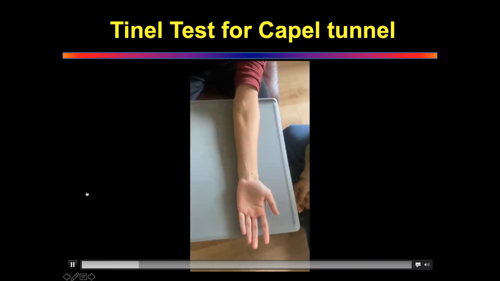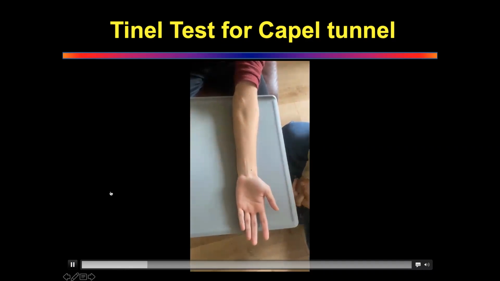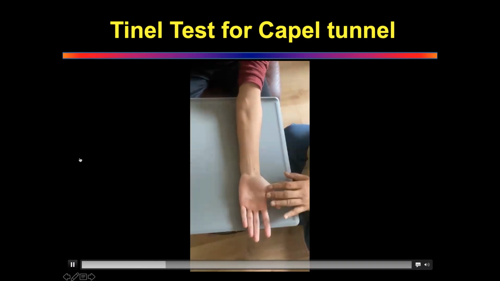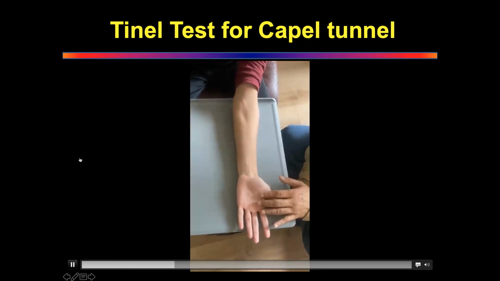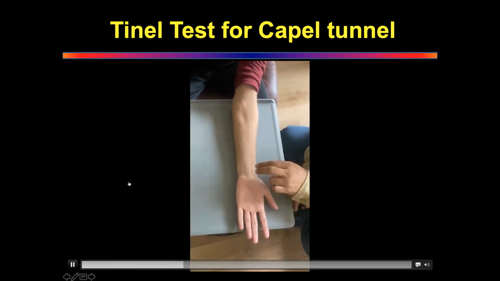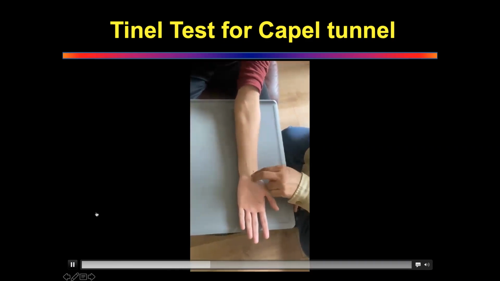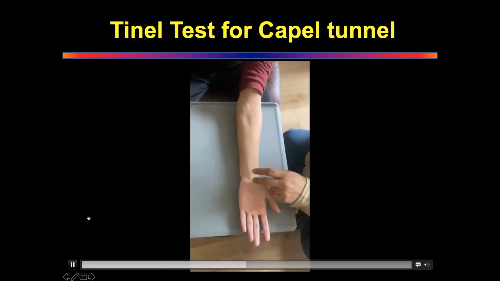I'll show you what is called the Tinel test for carpal tunnel syndrome. What you have to do is lay the patient's hand out on a table flat with the wrist facing upwards, and you have to tap on the carpal tunnel. If the patient gets tingling or pain or increased sensitivity, then it is a positive test, and it means that the problem is arising from the carpal tunnel rather than the thoracic outlet.